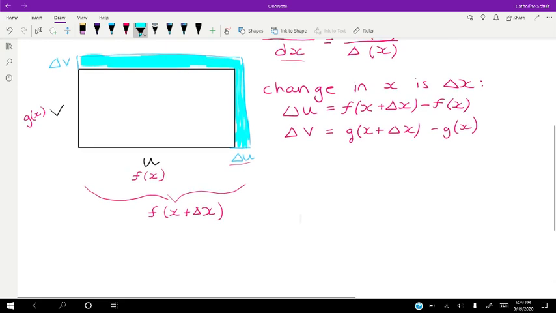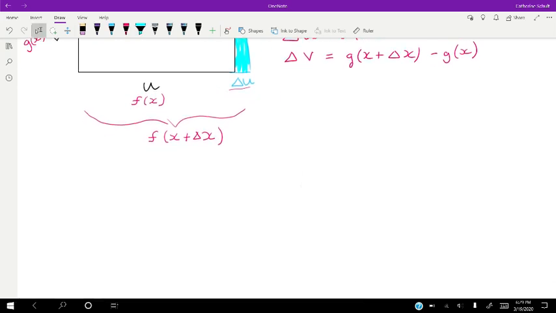Let's talk about it. So we'll do that color. Change in area. Remember, we're calling area u times v. So the change in area would be delta uv. All right, so how that's changing.